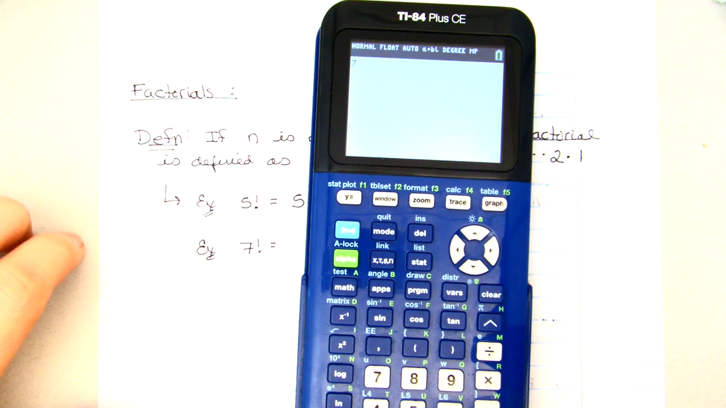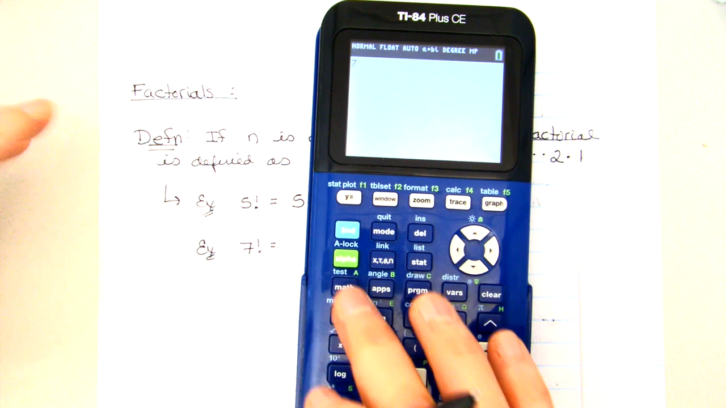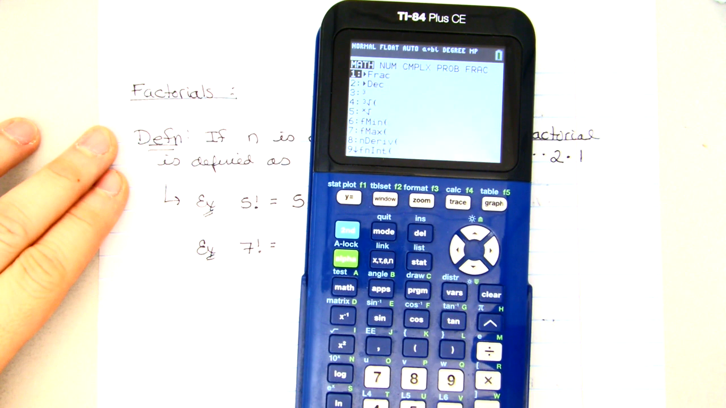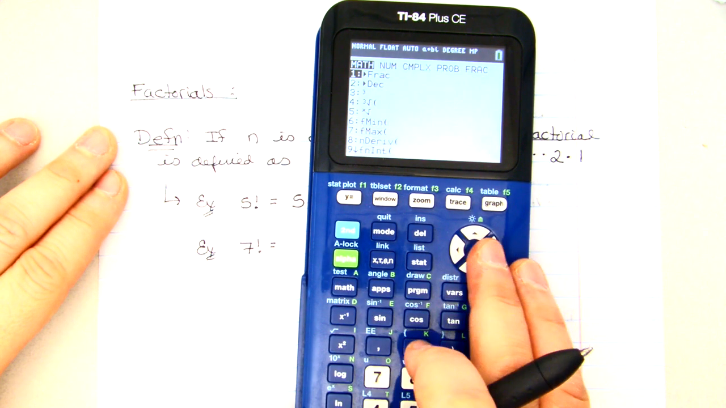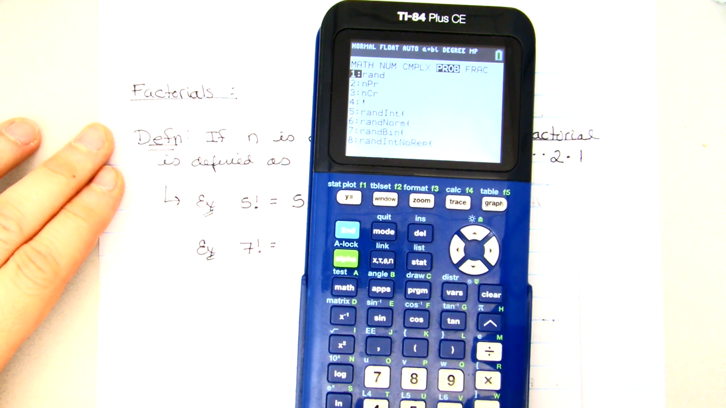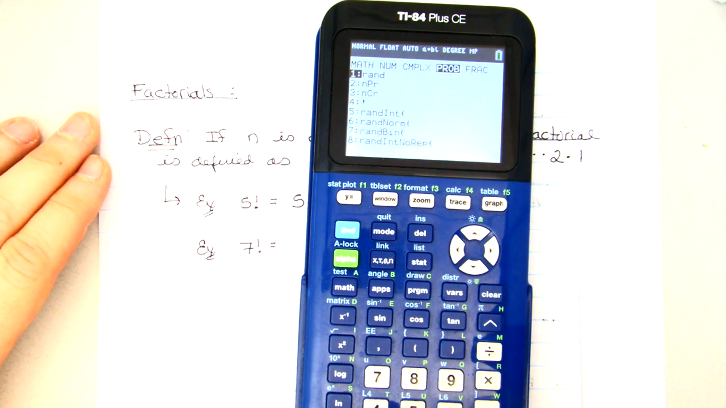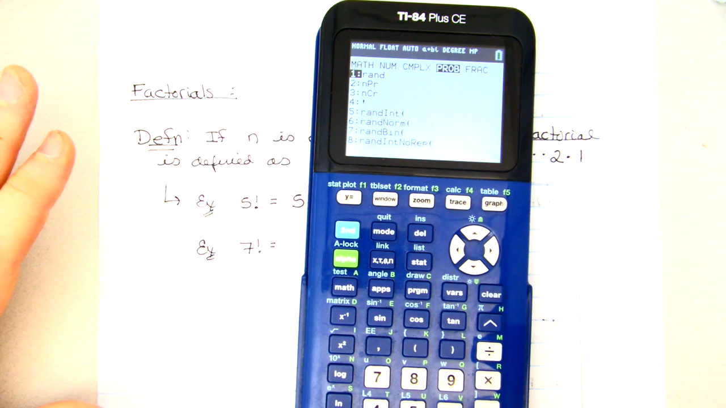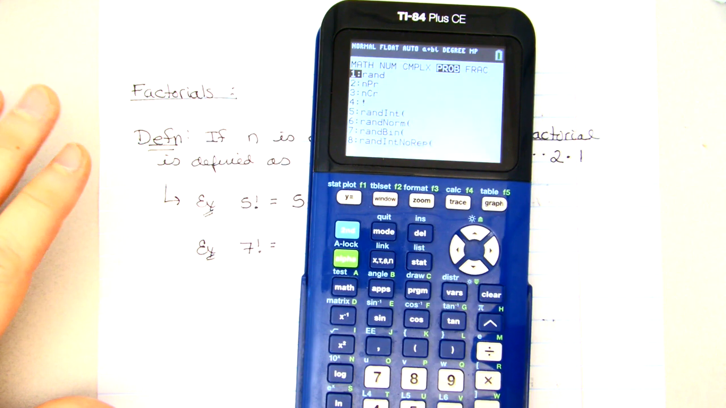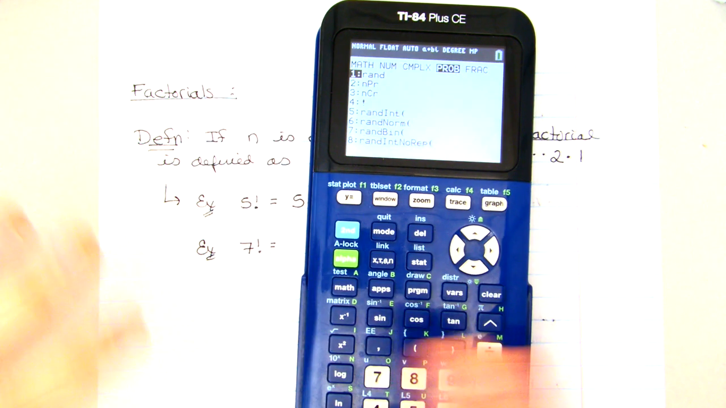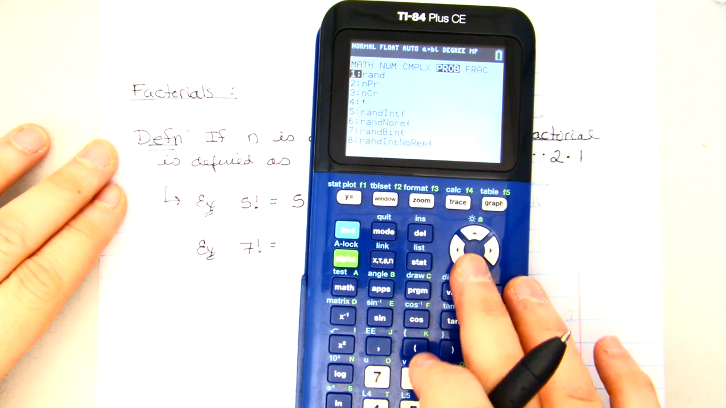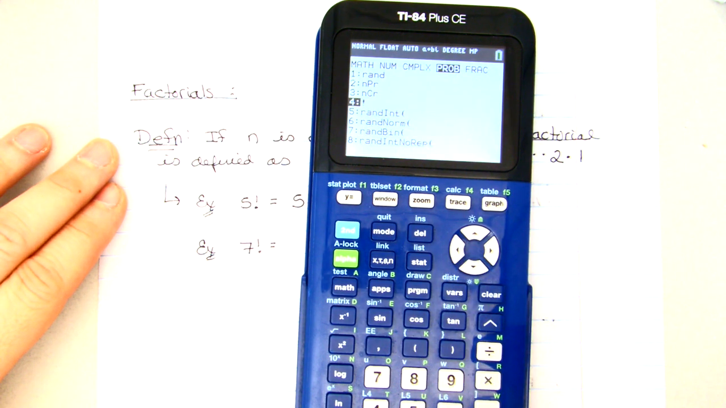Maybe not button, really just function. You're going to type in 7 and then push math. We're going to go down to the probability pull down. Factorials are used quite a bit with probability and counting things. Any of you who take statistics next year, you will definitely do a lot of stuff with factorials. I'm going to go down to option 4, 7 factorial.